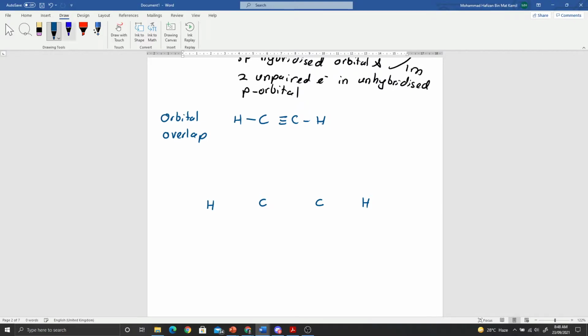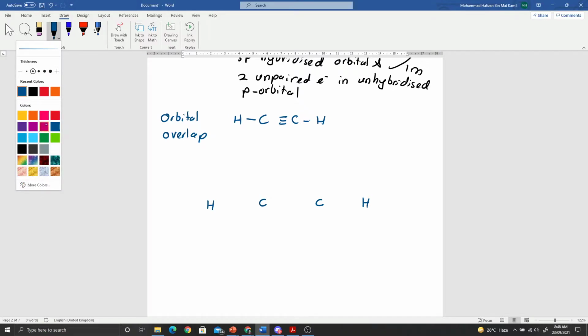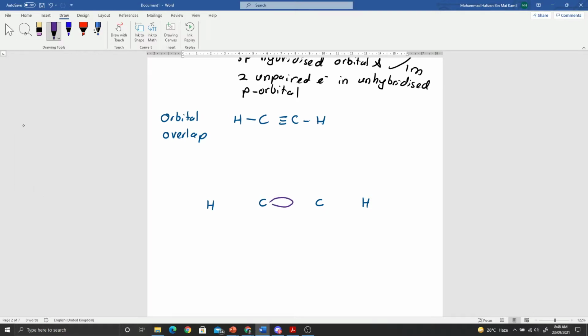So the first thing yang you need to draw is the sp orbital. Okay, so I'll draw in purple. Okay, so carbon dia ada sp orbital kan? So it is sp orbital.